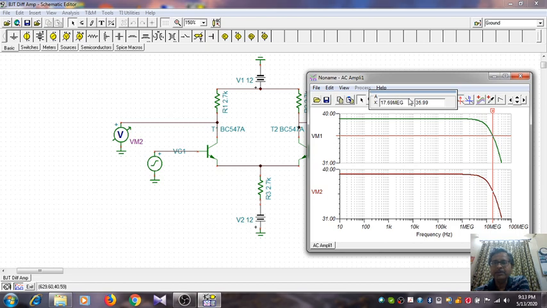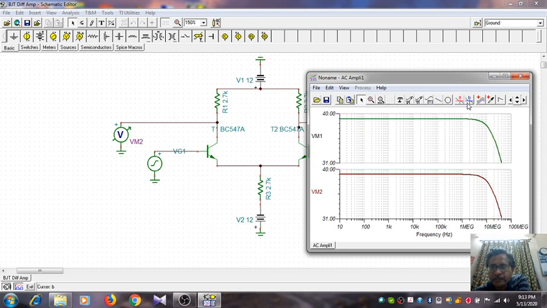Now let us see. This is for VM1, and VM1 is the voltmeter kept to measure the AC signal available at the collector of the right-sided NPN transistor, that is T2. What about T1? We should expect a similar voltage. It is a symmetrical combination. So let us see. We bring the cursor here.